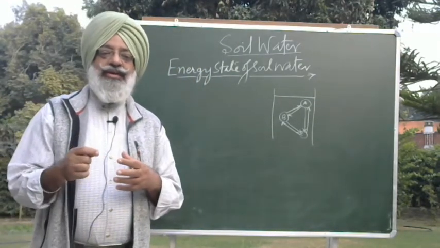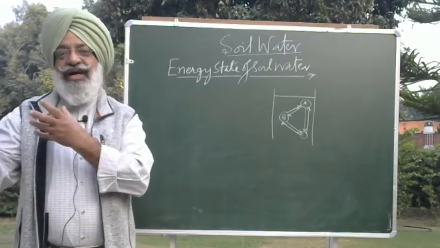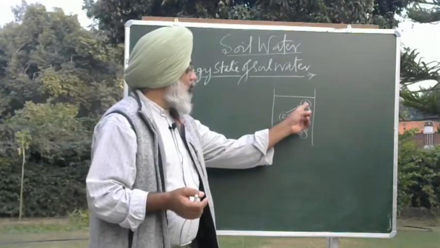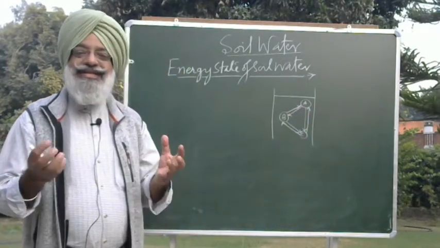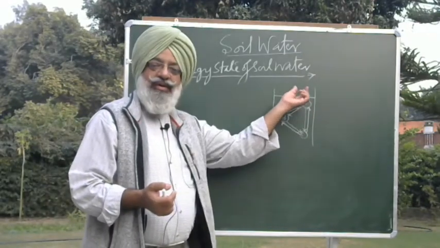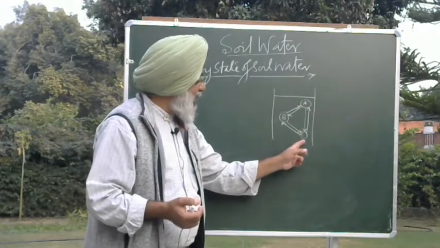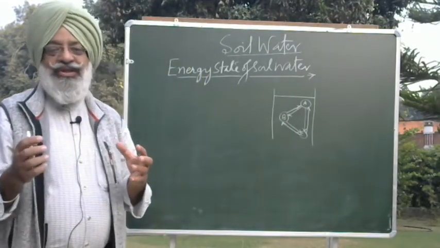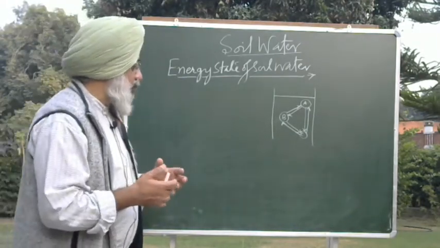And you know that for anything to move, it moves from a state of higher energy to a state of lower energy. This is a simple question: whether water will move from A to C or from C to A, it will depend upon its energy level. If energy level is higher at A, it's lower at C, water will move from A to C. Or if energy level at C is higher than B, then water will move from C to B. Now we have to see how to determine the energy level of water in the soil.